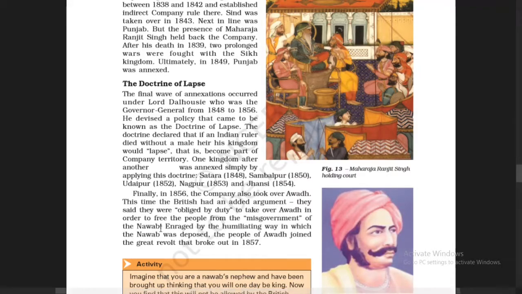This time the British had an added argument, saying that they were obliged by duty. Obliged means bound by duty to take over Awadh, in order to free the people from misgovernment. Misgovernment means dishonest government of the Nawab. Enraged by the humiliating way in which the Nawab was deposed, the people of Awadh joined the great revolt that broke out in 1857.